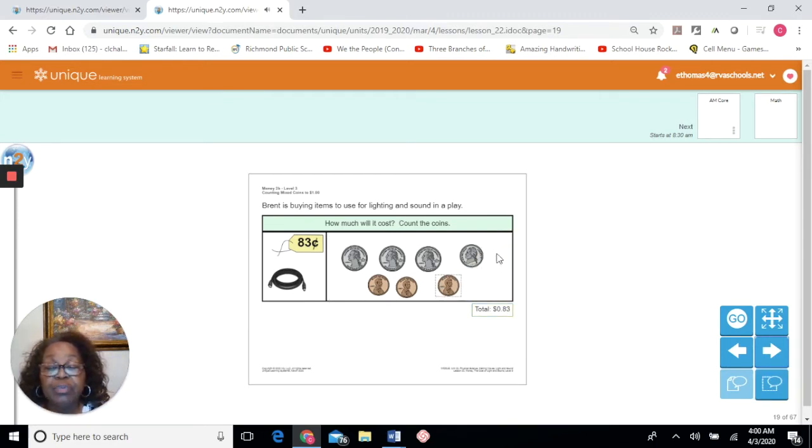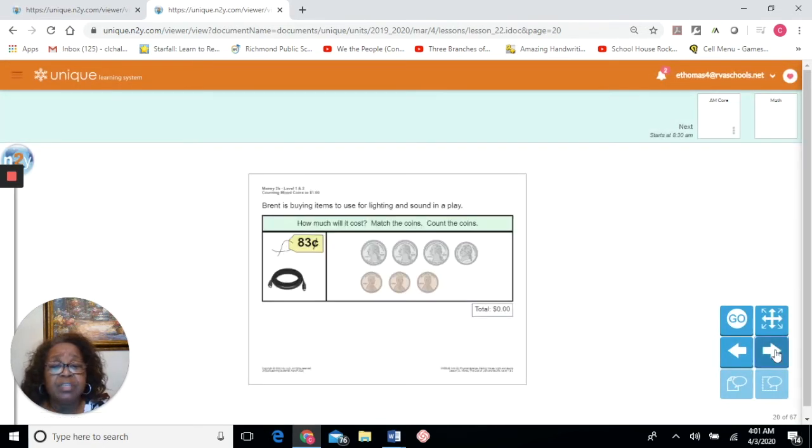We needed 83 cents. We started with our highest value. We tried to add a dime, but that was too much. So we used a nickel and then we counted on to get to 83. Excellent. This is a lot. You're doing a great job. Let's see what we have next.